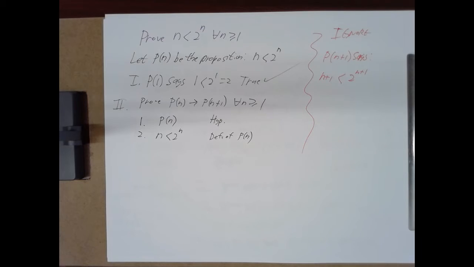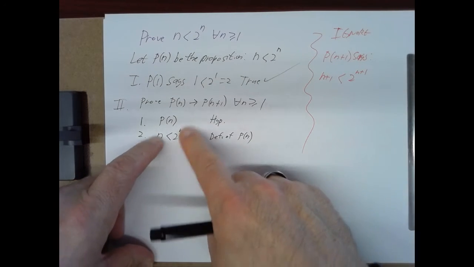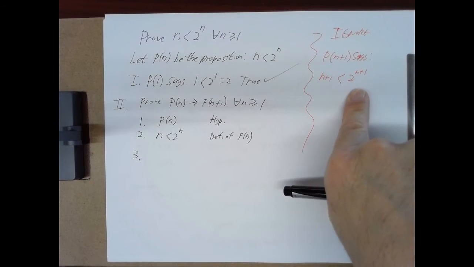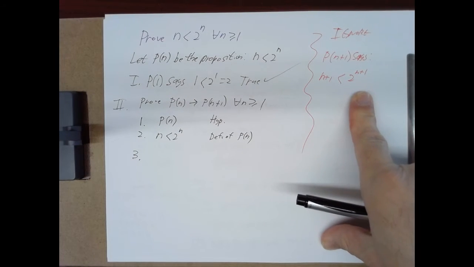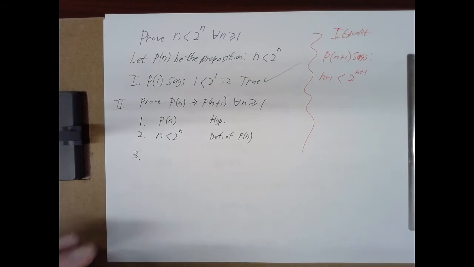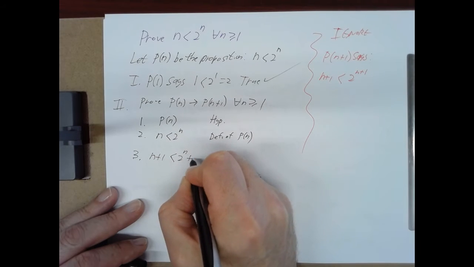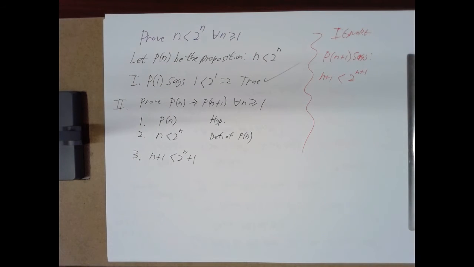Well, what can we do from here? This is really the only thing we know, along with P of n. Can we make this look somehow like at least some part of this? Let's add 1. Let's be as lazy as possible. n plus 1 is less than 2 to the n plus 1.